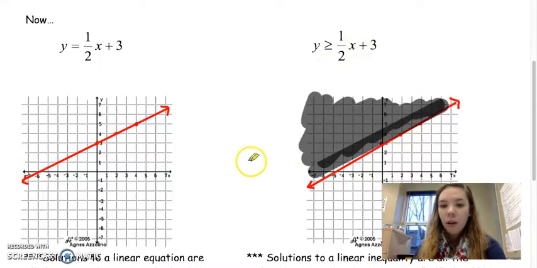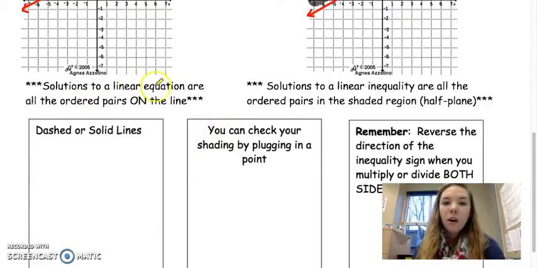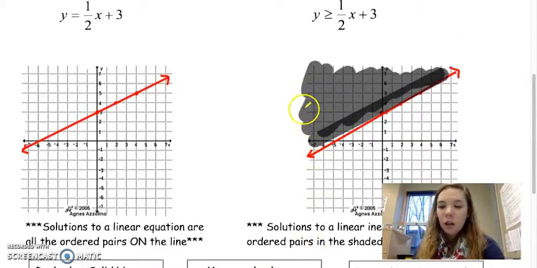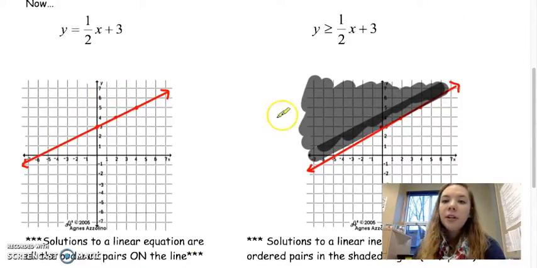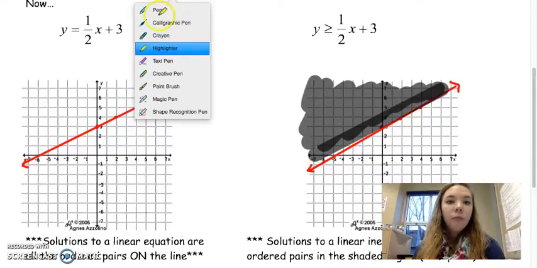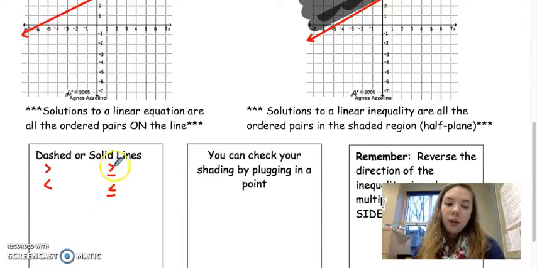They would all work. So here it says solutions to a linear equation are ordered pairs on the line. Solutions to a linear inequality are all the ordered pairs in the shaded region, which is what we just talked about. So the difference between dashed or solid lines. Up here I used a solid line because I have an or equal to. So dashed lines are going to be your regular less than and greater than, and solid lines are going to be when they have the or equal to portion of the symbol.